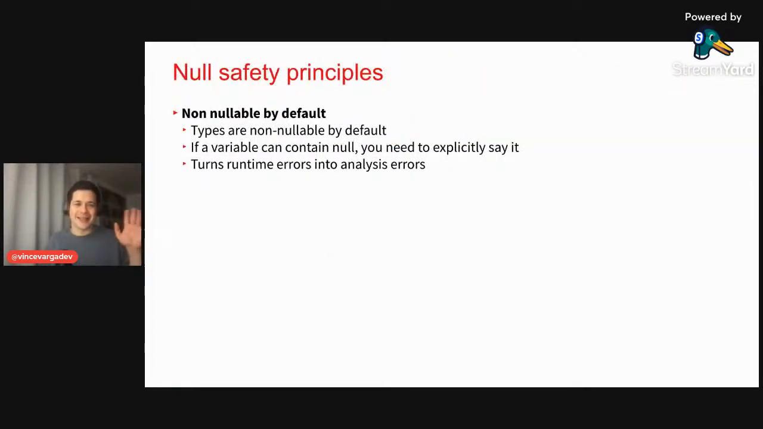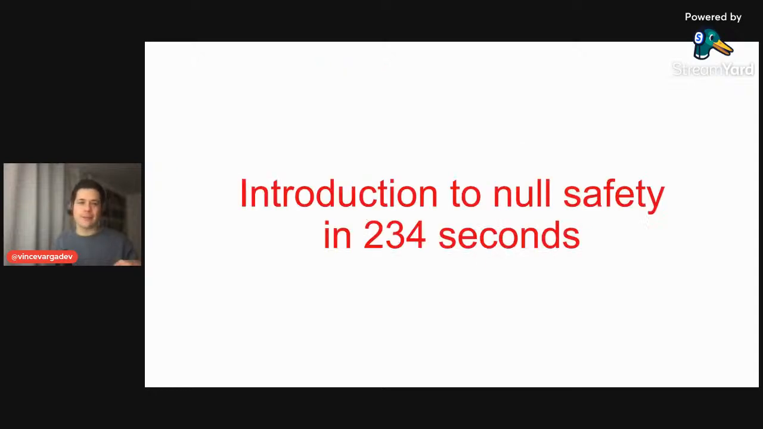So this is the context, and now I would like to talk about the null-safety principles. The first null-safety principle is that in Dart, if you have null-safety, types are non-nullable by default. This means that if a variable can contain null, then you need to explicitly say that it can contain null. I will give a very short introduction to null-safety.